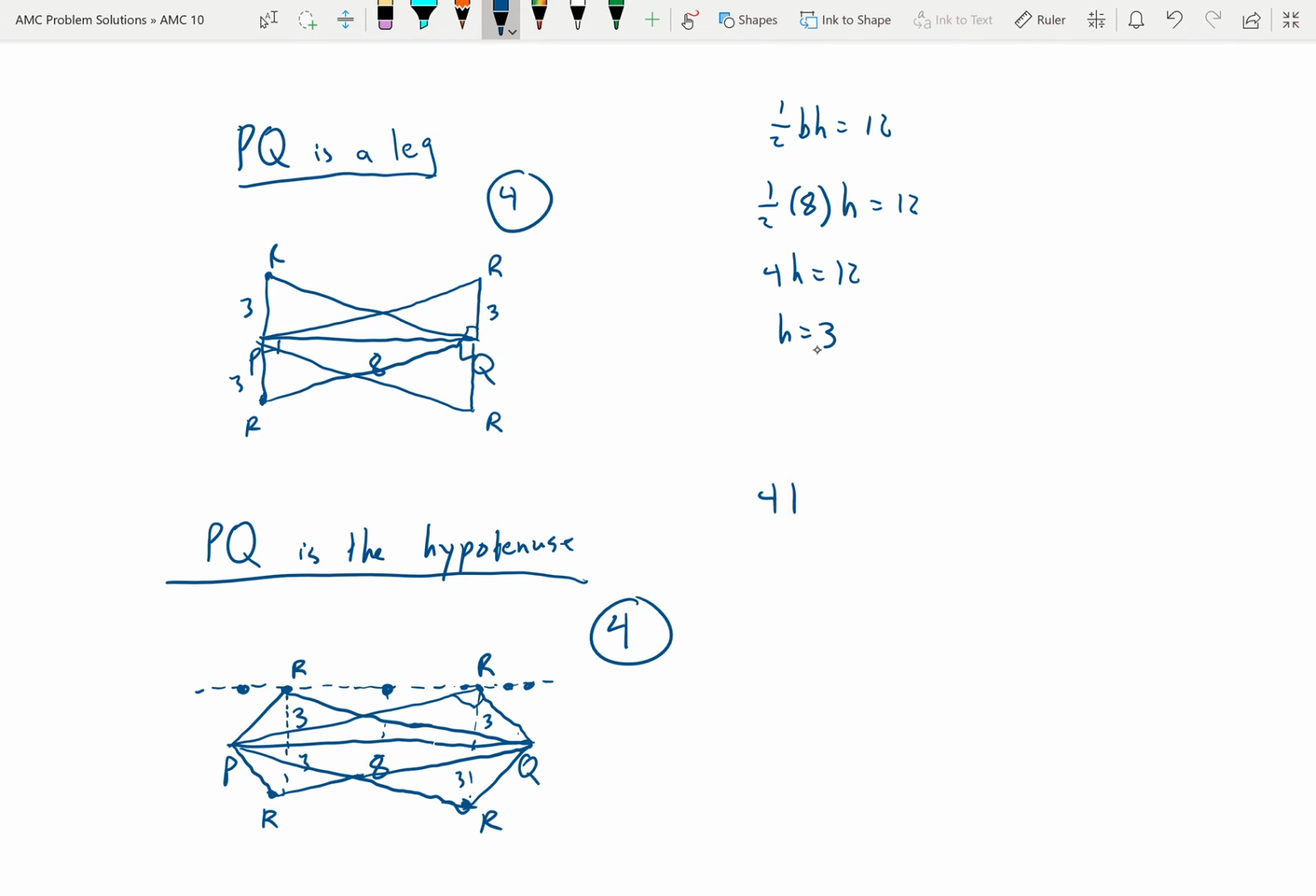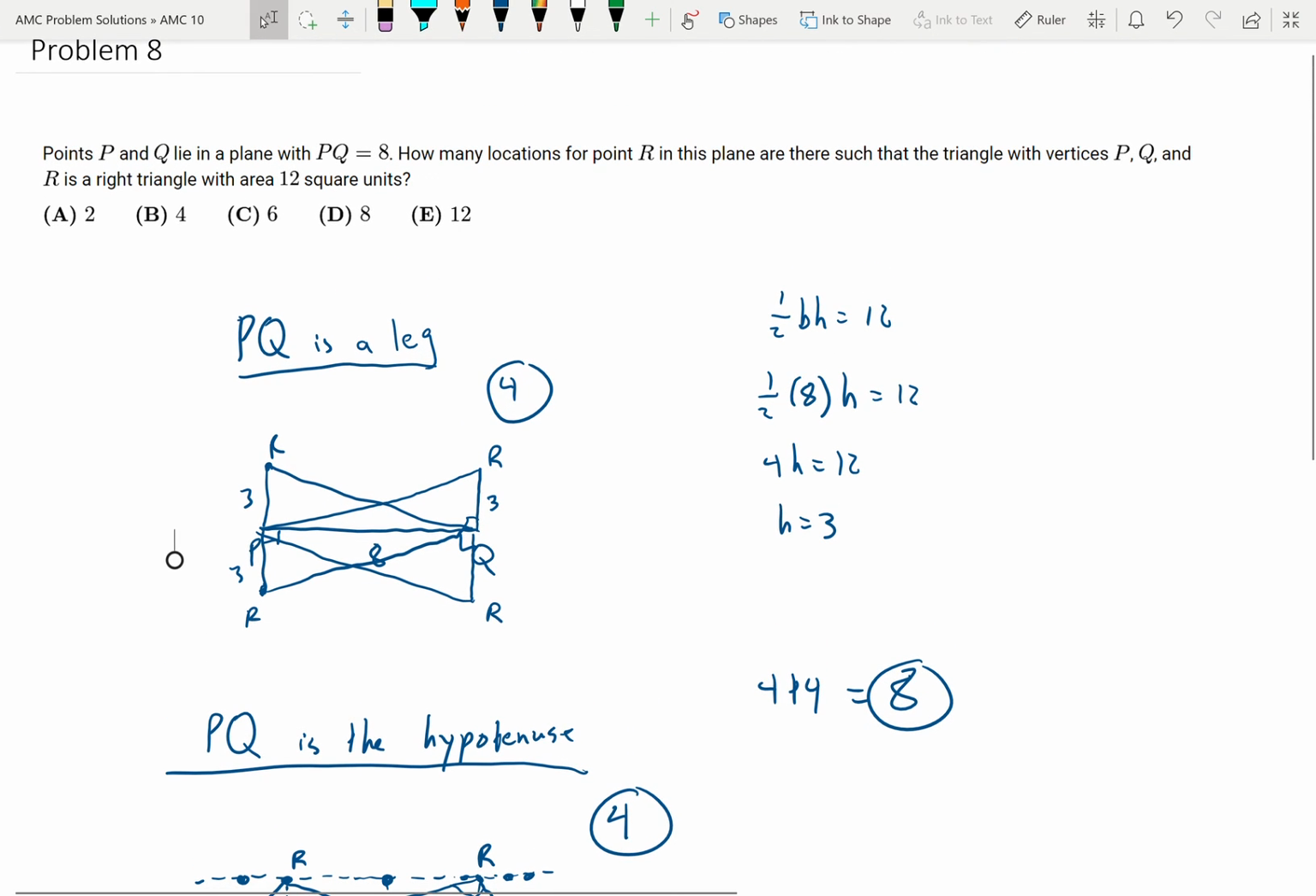So the total options are 4 plus 4. So there are 8 different places you can put R. And so that is choice D.